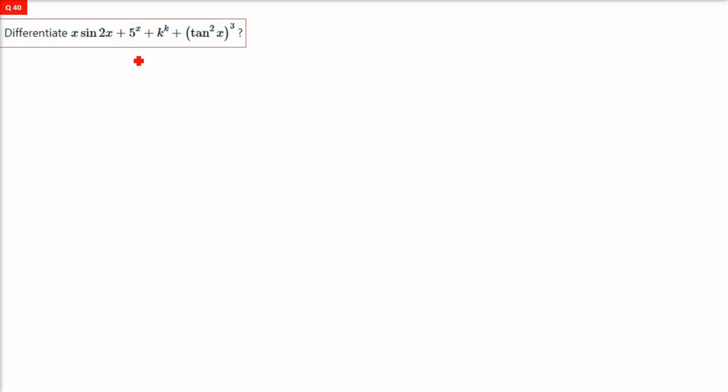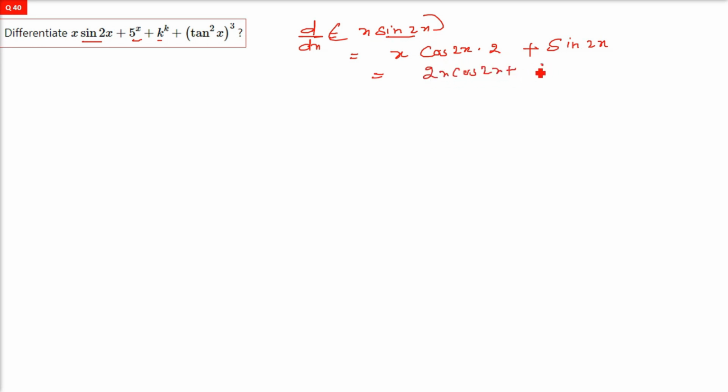So here we have 4 terms. So we'll just separate them and differentiate them separately, and then we are going to add them. So d by dx of x sin 2x is going to be the first term. We'll apply the product rule here. So x times the derivative of sin 2x, which is cos 2x, then derivative of 2x is 2, plus sin 2x times d by dx of x, which is 1. So we have 2x cos 2x plus sin 2x. This is the d by dx of x sin 2x.